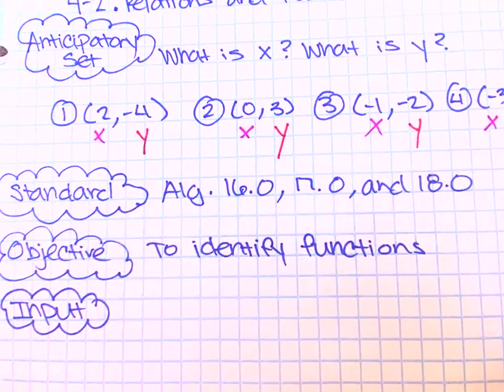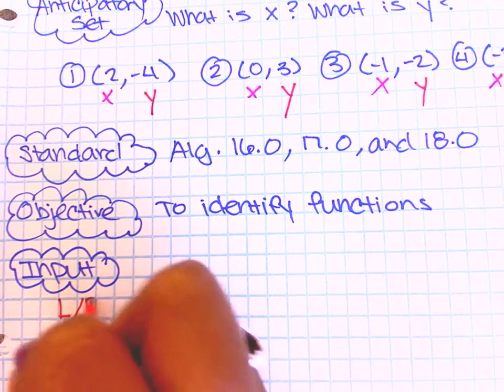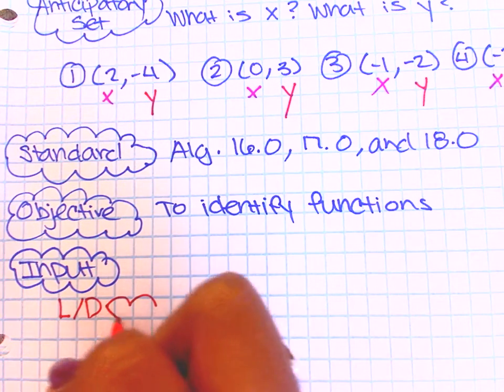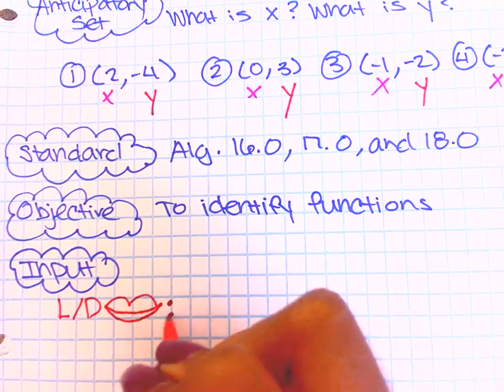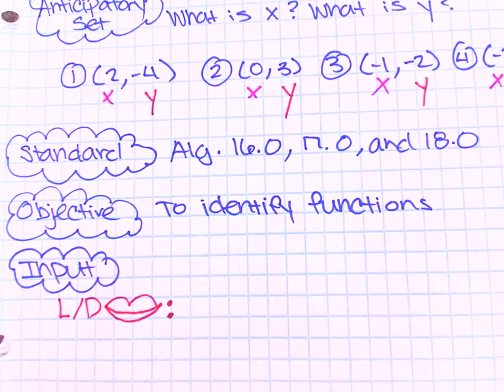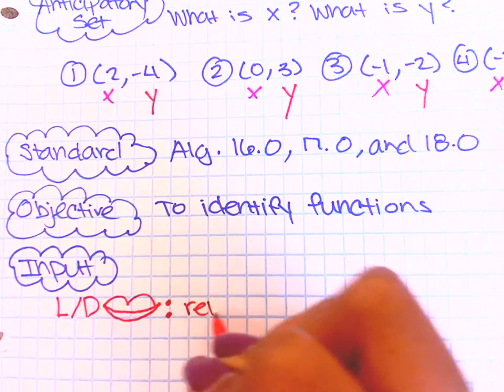So in today's input for identifying functions, we actually have quite a bit of the language of the discipline words, which is also our gate icon of the month. And the language of the discipline is going to give us words that we need to know along with its definition. Okay, so our first word is relation.